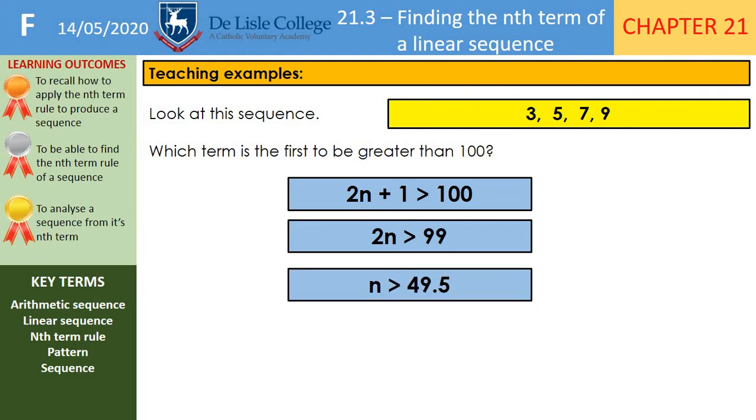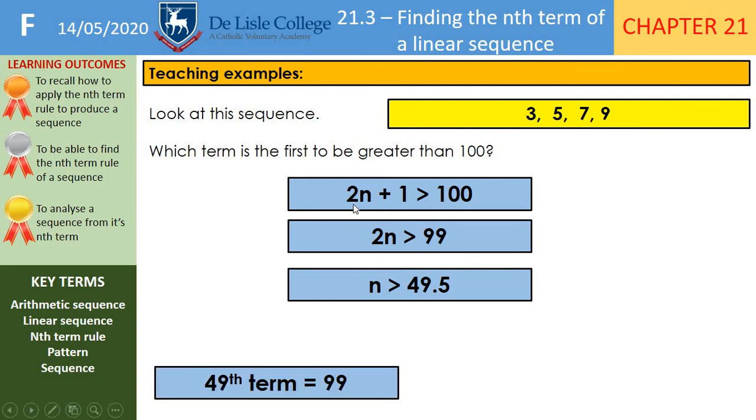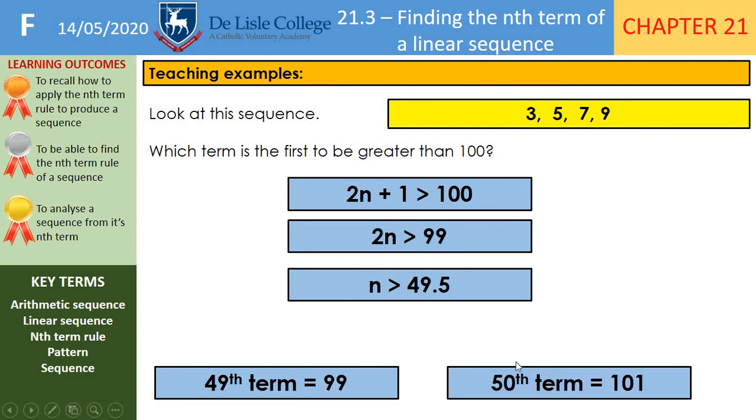and we get 49.5. Now if you feel confident with this, you'll say it's the 50th term, because you can't have a 49.5 term. You have a 49th term and a 50th term. Well, let's just check. If we substitute 49 into here, 2 times 49 is 98, add 1 gets you 99. That's too small. It says which term is the first to be greater than 100? Well, not this one. So we know it's the 50th now, but let's just check and prove it. Let's substitute 50 into the nth term rule. 2 times 50 is 100, plus 1 is 101. So our first term to be greater than 100 is the 50th, because it's 101.